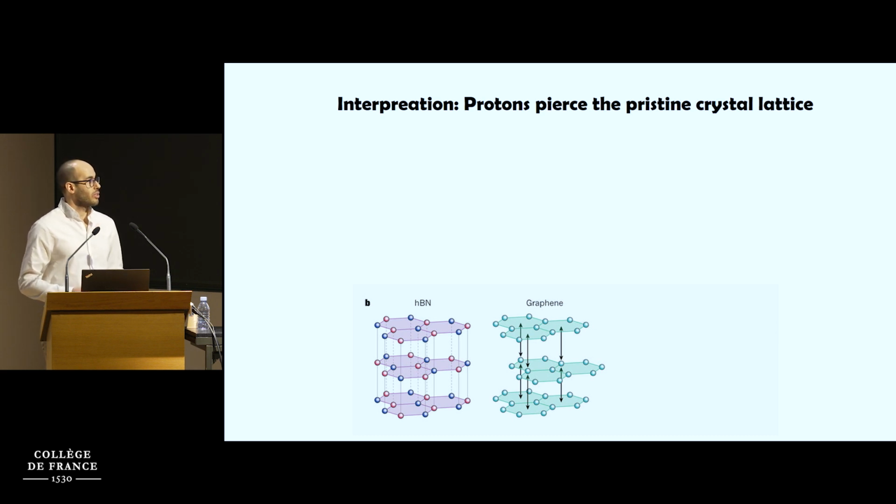When you look at how hBN stacks, it stacks in an AA' pattern. This means that the atoms of each layer stack directly on top of each other, and the space between these atoms remains open for proton permeation, even for multiple layers. For graphene, what you have is AB stacking. That means that the atom from the next layer sits directly in the center of the previous one. So you block proton currents for two layers already.